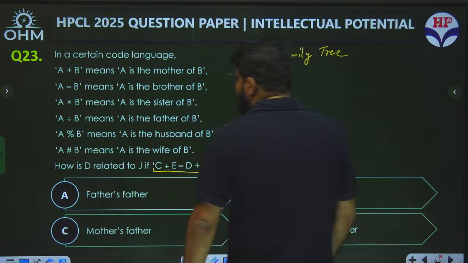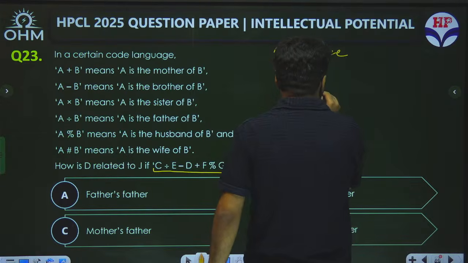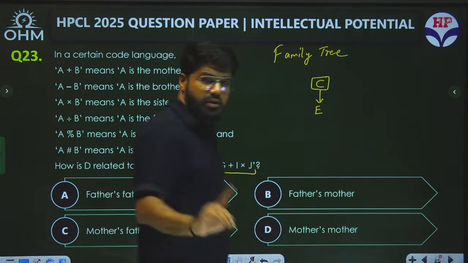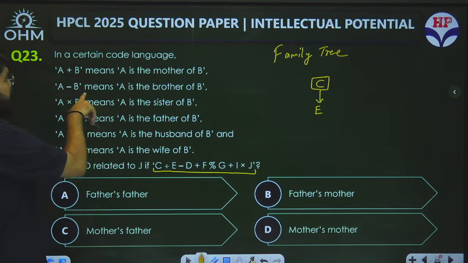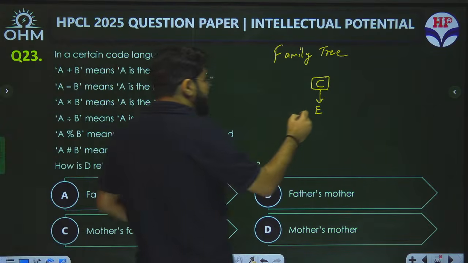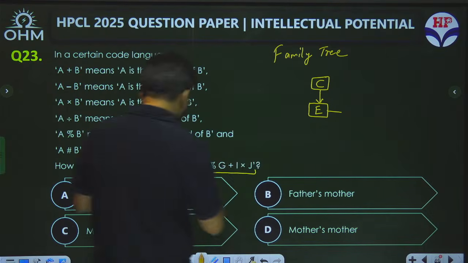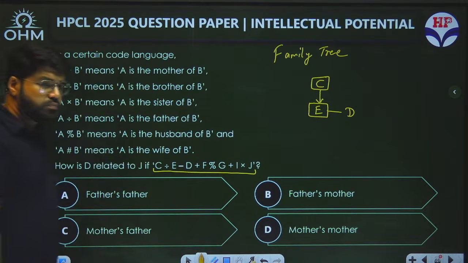Now C divide by E. What is divide? Father. That means C is the father of E. Parent to child, downward arrow, and C is the father, so I know the gender, male. Now E minus D. Minus means brother. So E is the brother, put the box. Brother is male. E is the brother of D. D may be anything, I don't know.